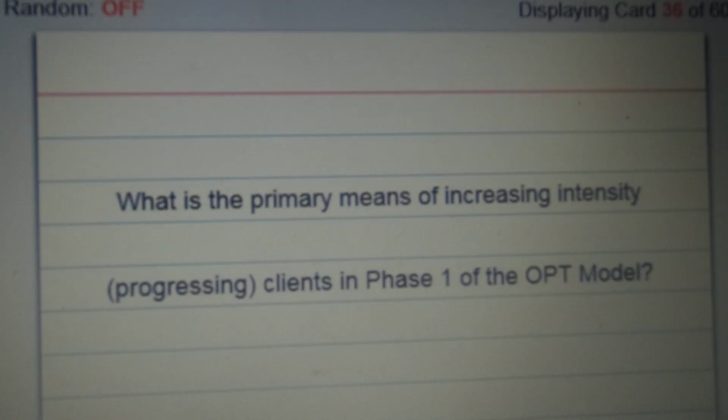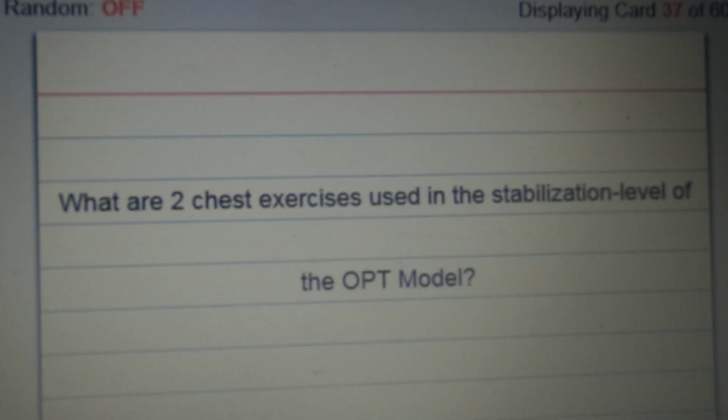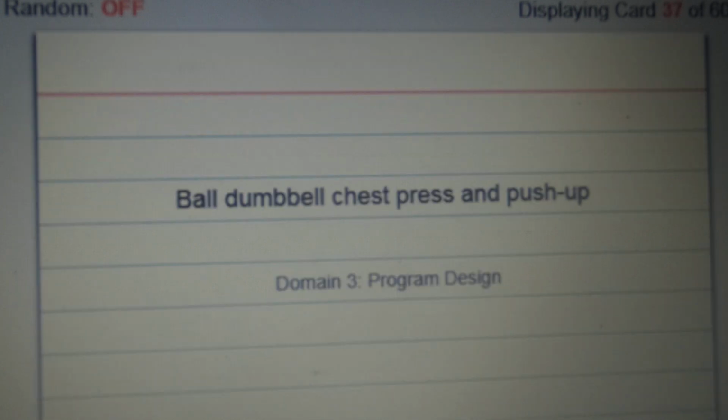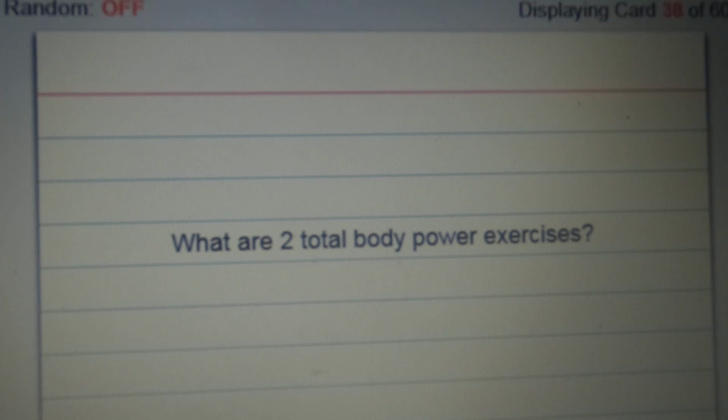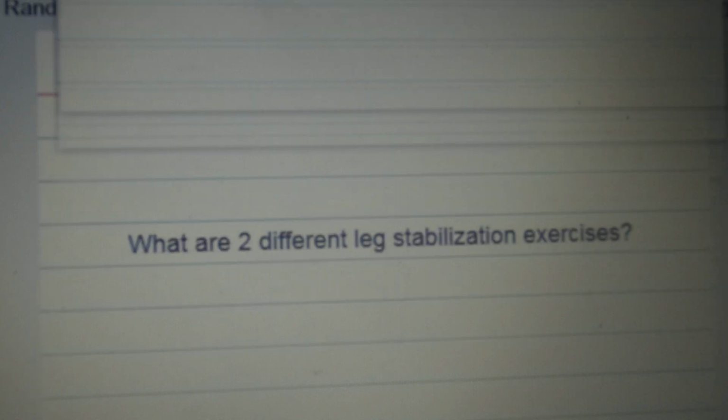What is primary means of increasing intensity, progressing clients in phase 1 of the OPT model, enhancing proprioceptive demand of the exercise? What are 2 chest exercises used in stabilization level of the OPT model? Ball dumbbell chest press and push-up. What are 2 total body power exercises? 2-arm push press and barbell clean.